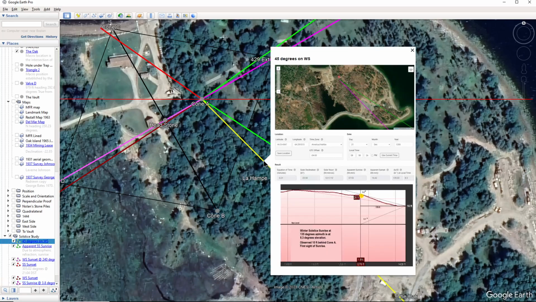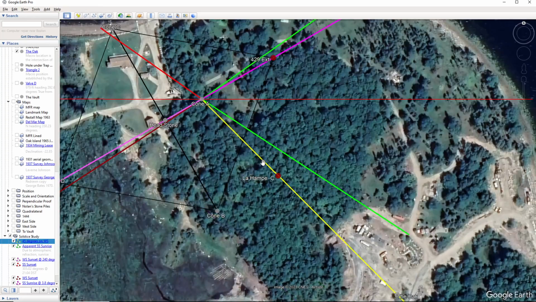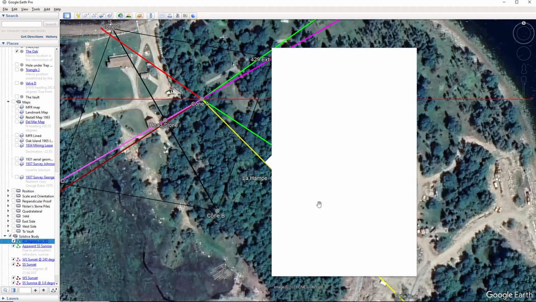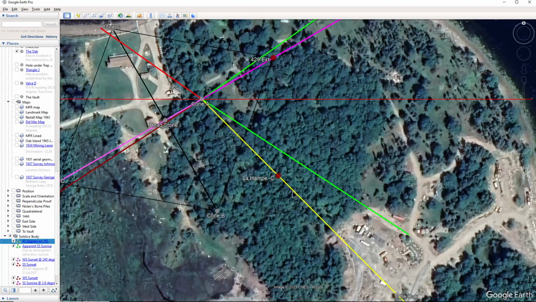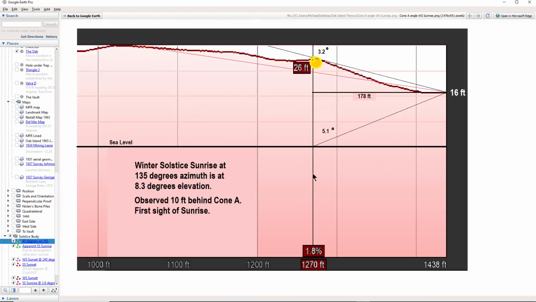And this line is basically at 135 degrees. And the azimuth, or the elevation, will be 8.3 degrees in angle. Now, let me prove that to you. We have the elevation of, oh, it's not opening. Okay, there we go.